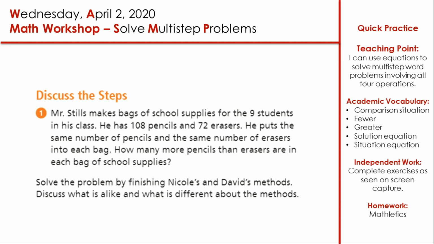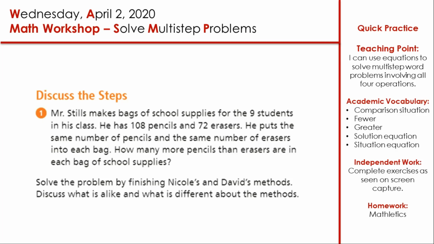Now, since we're talking right here about 9 students, you need to think about these 9 students as 9 different groups, right? Now, it says that he's supposed to distribute 108 pencils and 72 erasers to these 9 groups.